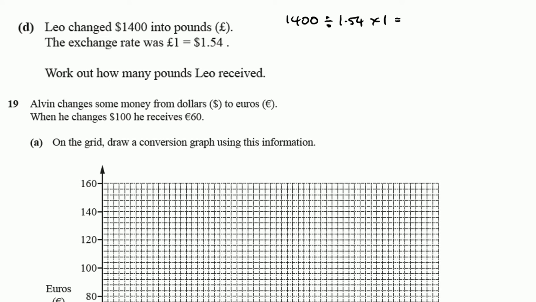1,400 divided by 1.54 times 1 is giving me 909.09 recurring, which means 0.090909. I want 2 decimal places, so it's going to be 909 pounds and 9p. Remember, currencies are always given to 2 decimal places.